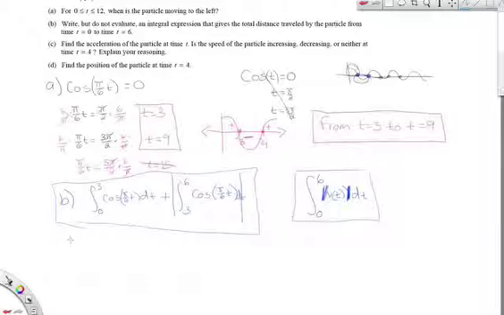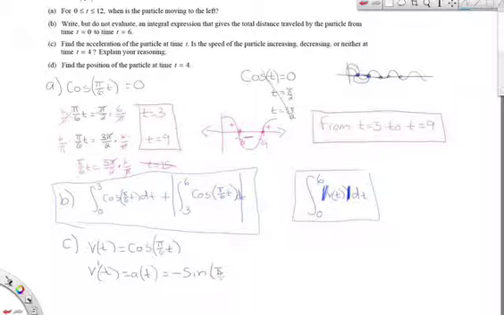Alright, let's go to part C. Find the acceleration of the particle at time t. Is the speed of the particle increasing, decreasing, or neither at time 4? Okay, so they're asking me to find the equation. So the velocity equation was cosine of pi over 6t. So the derivative of velocity, which is acceleration, is going to be negative sine of pi over 6t times pi over 6.